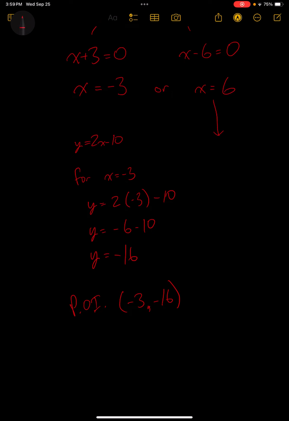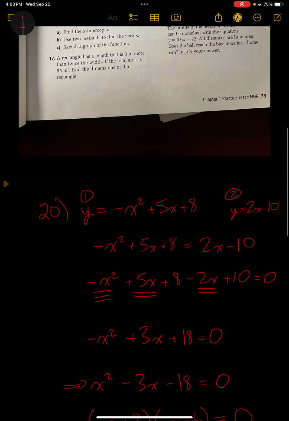And I have another point of intersection where x equals 6. So for x equal to 6, y is equal to 2 times 6 minus 10. And y is equal to 12 minus 10, which is equal to 2. So the point of intersection is 6, 2. And that's your answer.